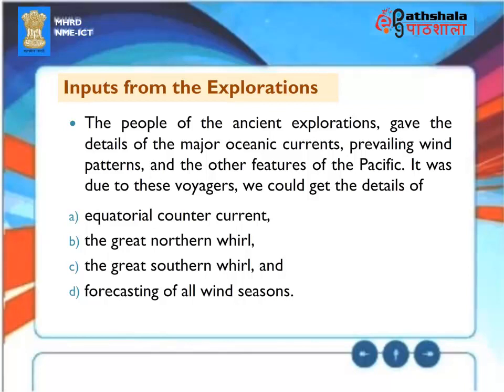Inputs from the explorations. The people of the ancient explorations gave the details of the major oceanic currents, prevailing wind patterns, and the other features of the Pacific. It was due to these voyagers that we could get the details of the equatorial countercurrent, the Great Northern Whirl, the Great Southern Whirl, and forecasting of all wind seasons.